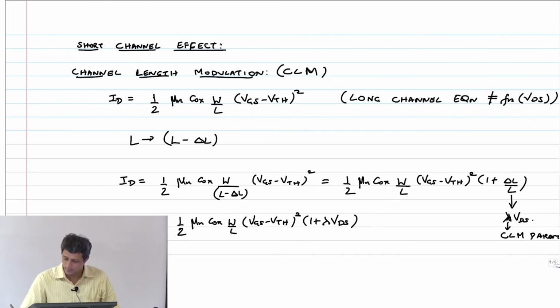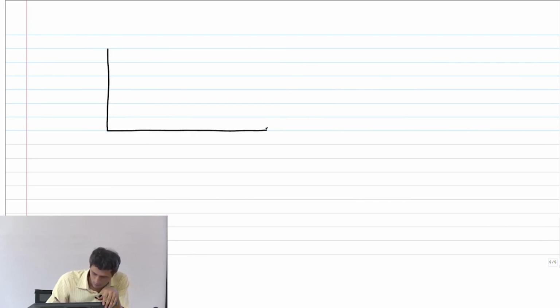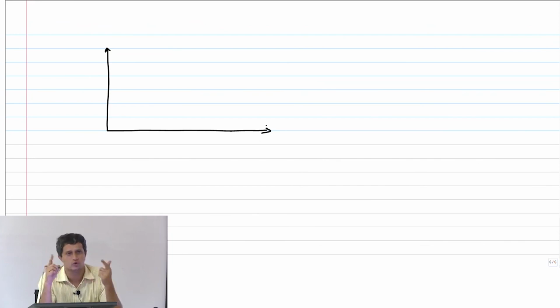So what does this mean in terms of the ID VDS equation that we are talking about? I'll consider the same VGS for a long channel device whose W by L is the same as that of the short channel device. So if L is 1 micron and W is 2 micron, then I will consider L to be 100 nanometer and W to be 200 nanometer. The W by L should be the same, right? And VGS is also the same. That's what we are assuming.